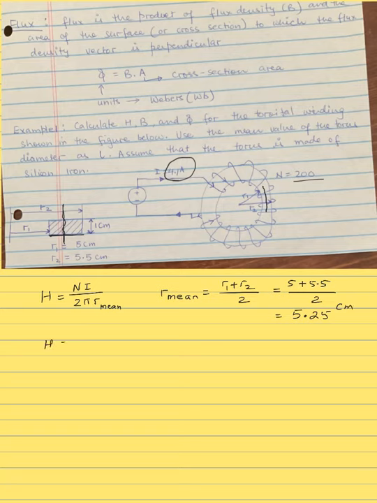So H will be N, which is 200, multiplied by 4.1, divided by 2 pi multiplied by 5.25, but since this is in centimeters, it is converted to meters. Everything has to be in standard units. And you get the value as 2492 ampere turns per meter, or amperes per meter. Okay, 2492.